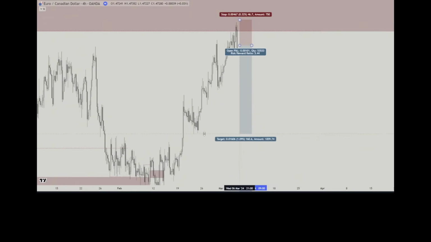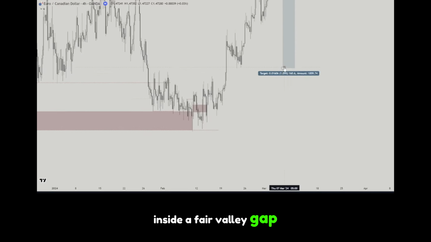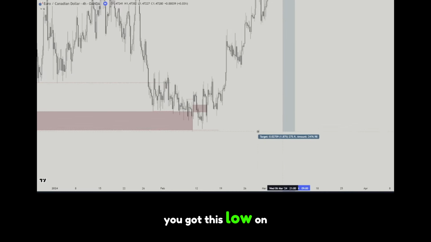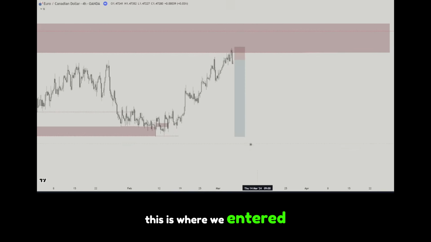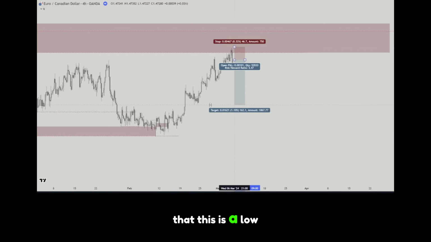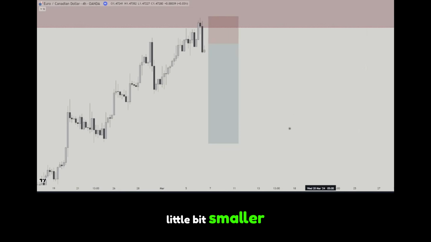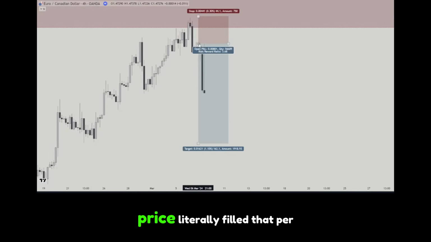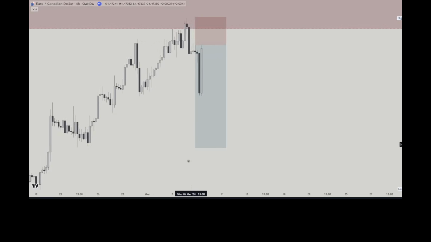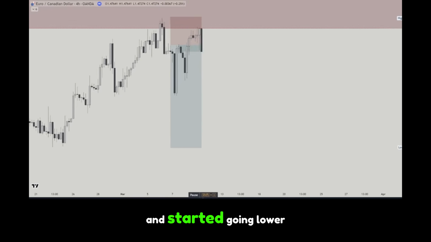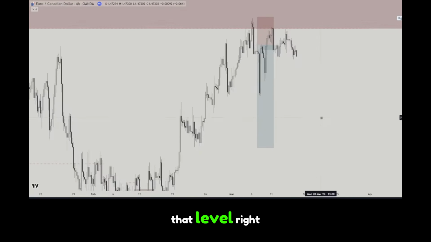Right? And then what we could target is, actually we can see a lot of liquidity levels. We have this one, we have those equal lows inside of fair value gap, and eventually you got this low on the weekly time frame. This is where we entered from. But what I see is that this is a low that is very valid, and I can actually make my stop loss a little bit smarter. So what we see here is that, okay, price literally filled that fair value gap, right? And started going a little bit deeper into that level.